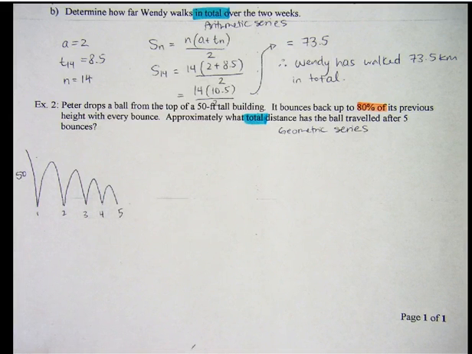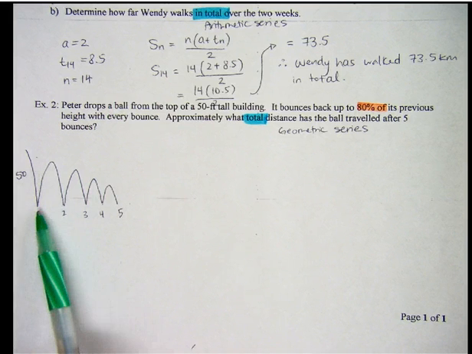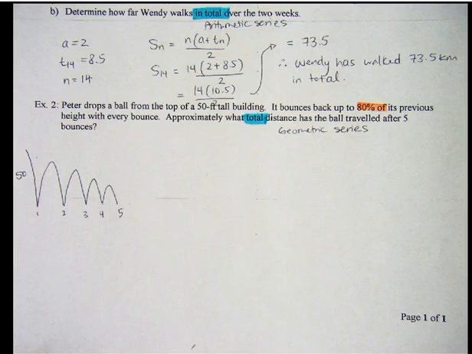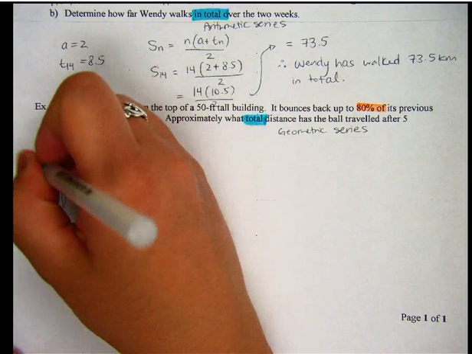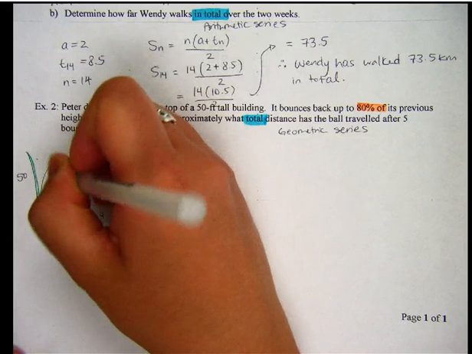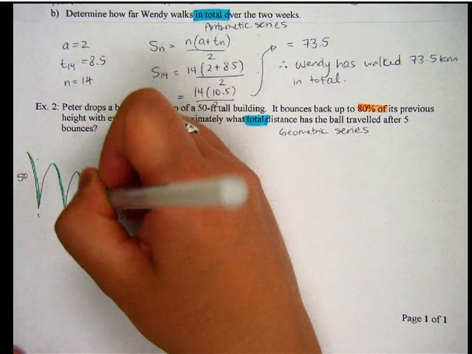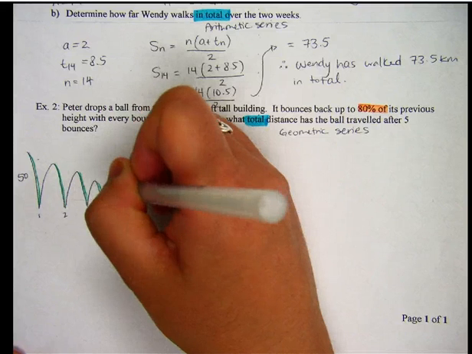Now, we need to calculate the total distance. If you notice here, you can assume that this bounce up is the same as this bounce down. So I'm just going to highlight in green what I'm going to calculate first.